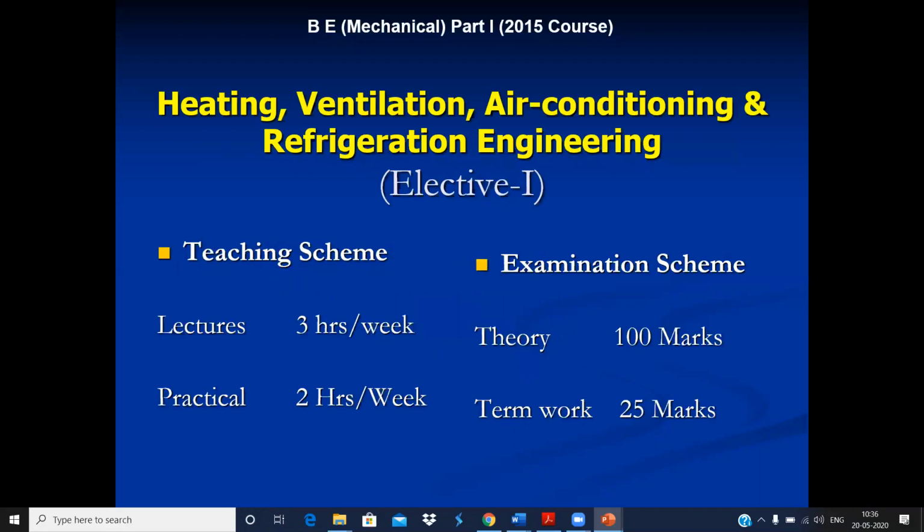About the teaching and examination schemes, this subject has 3 lectures per week and 2 hours practicals per week. Examination, as usual, the theory of 100 marks and term work of 25 marks.